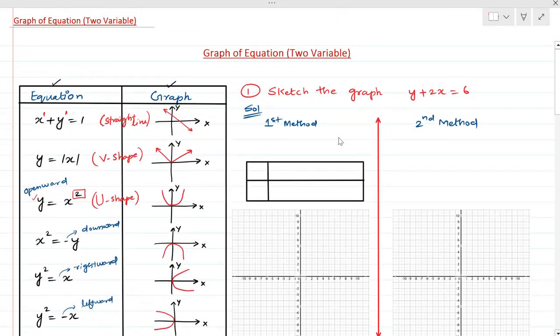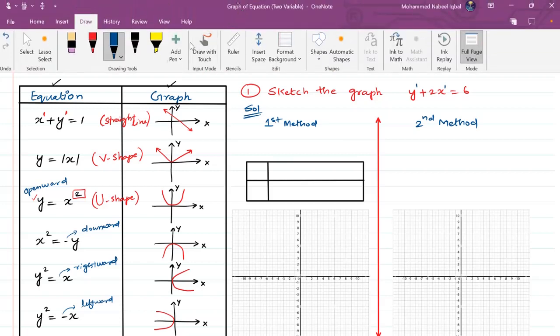Now any graph you can draw using two methods. What is the first method? Both methods we will discuss in this video. First of all, this is power 1, therefore it should be a straight line. Let us start with the first problem and look at the first method. I will write it as y equals.